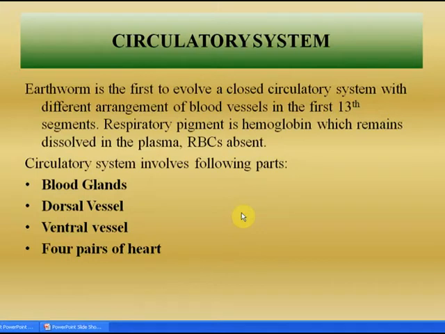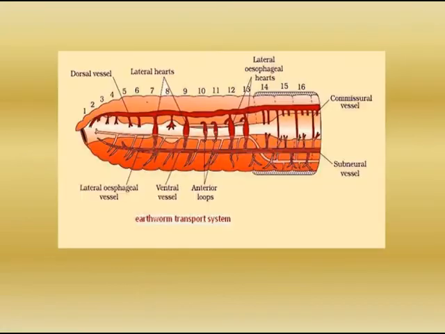In earthworm, respiratory pigment is hemoglobin, which remains dissolved in the plasma, and RBCs are absent. Following parts are involved in the circulatory system of earthworms: blood glands, dorsal vessel, ventral vessel, and 4 pairs of heart. You can better understand from this diagram about the circulatory system of earthworm. Blood glands are present on 4th, 5th, and 6th segment. These blood glands produce blood cells and hemoglobin.